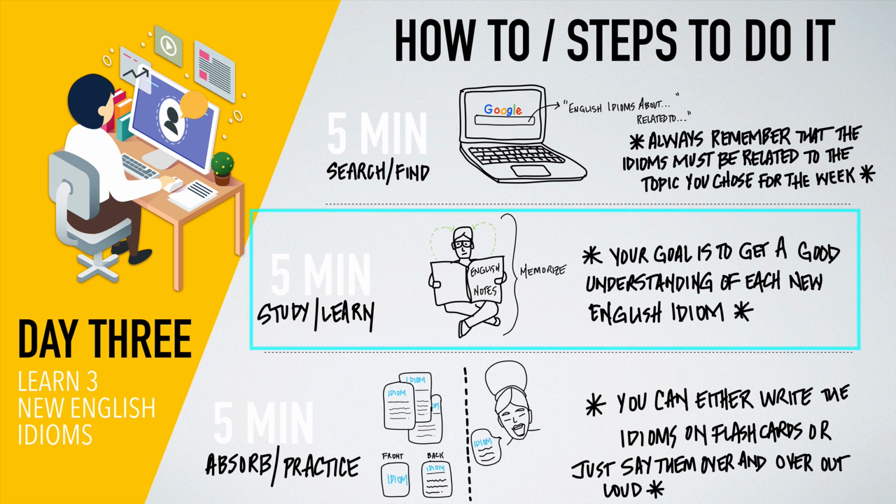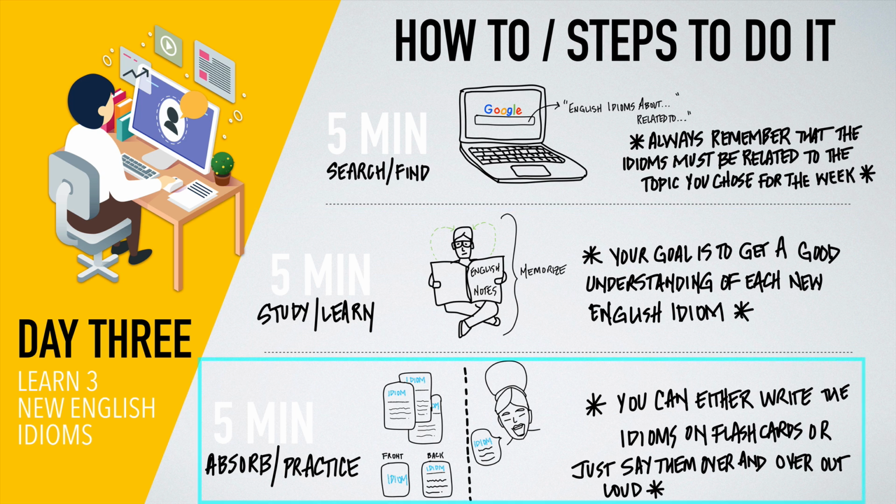Now, the next 5 minutes, again, is your study and learn 5 minutes, okay? Your goal is to get a good understanding of each new English idiom, okay? You can memorize, read over them over and over again, and get a good understanding of them. And finally, for the last 5 minutes, you're going to absorb and practice, okay? So again, you can either write the idioms on flashcards or just say them over and over out loud.